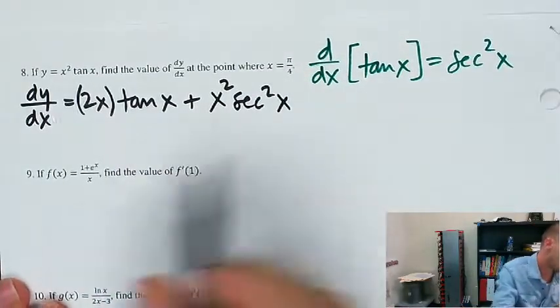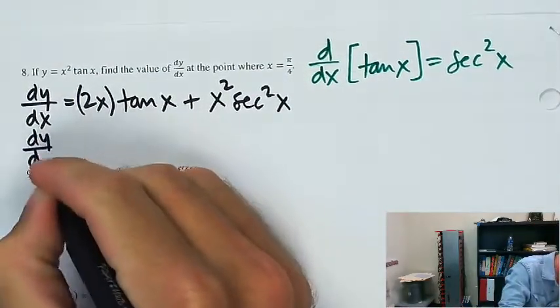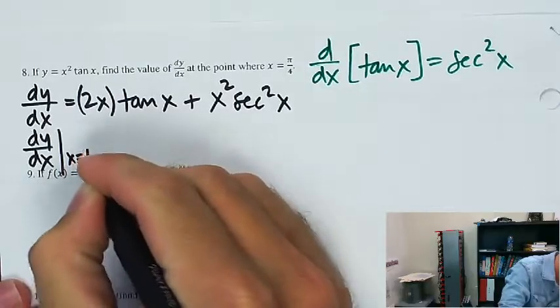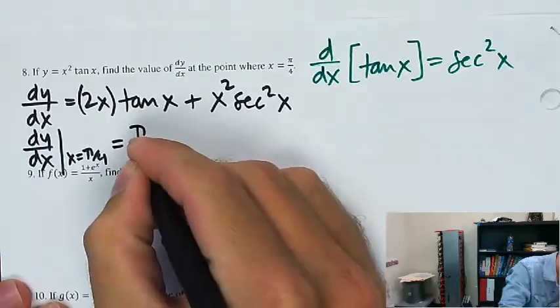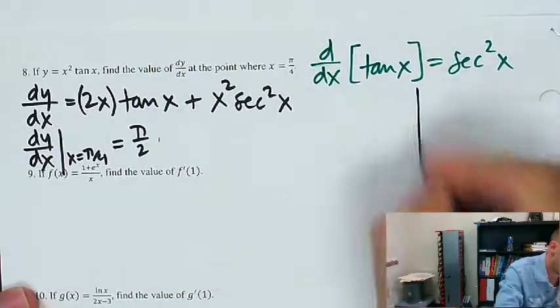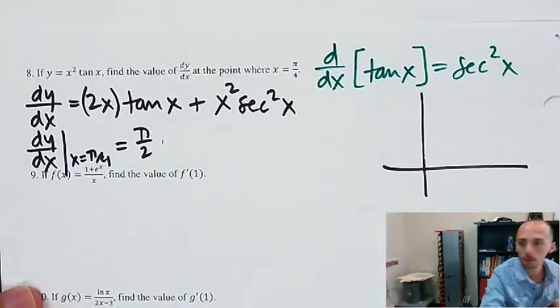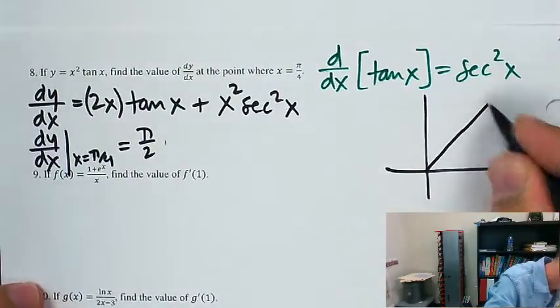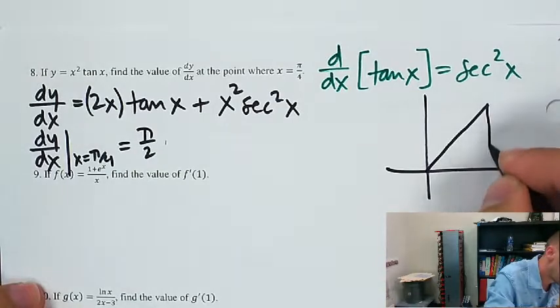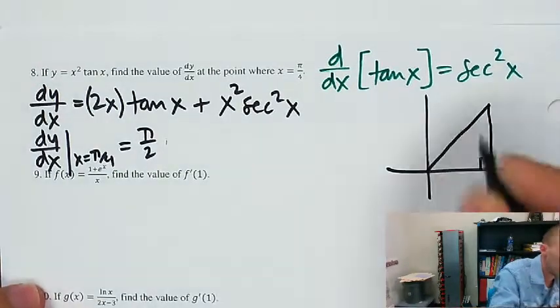All right, at the point where x equals pi over 4, that's going to be 2 pi over 4 times the tangent of pi over 4. Maybe you aren't going to be remembering what the tangent of pi over 4 is, and that's all right. Pi over 4 is the one that's a 45-degree reference angle. I'll draw myself a little triangle.